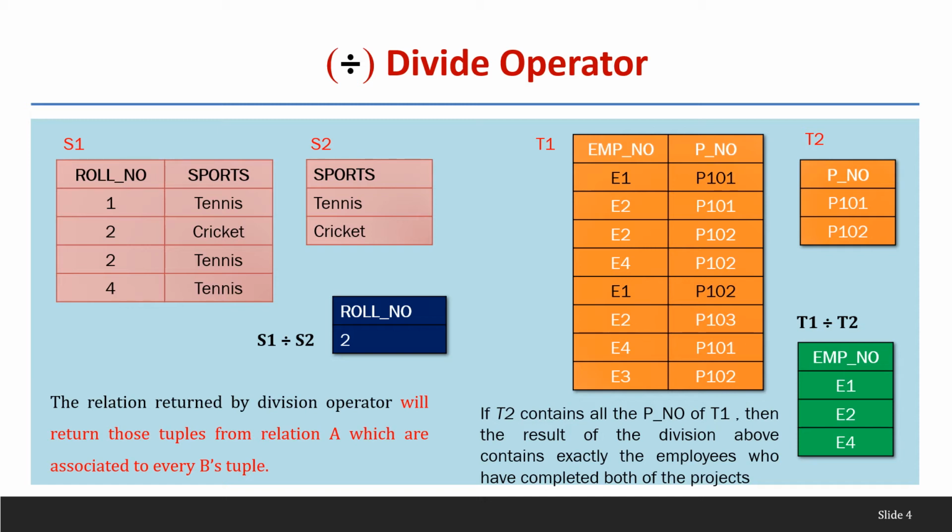Okay, fine. Then the second step is to find out the list of attributes that come under the resultant relation. The list of attributes is all the attributes from the first table minus all the attributes from the second table: EMP number, P number minus P number. So we'll be getting EMP number as the attribute in the resultant relation. Then the third step is to find out the tuples. How are we going to find out the tuples? It will return all the tuples from the relation T1 which are associated to every T2's tuple.